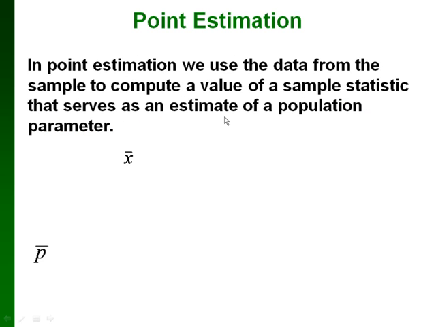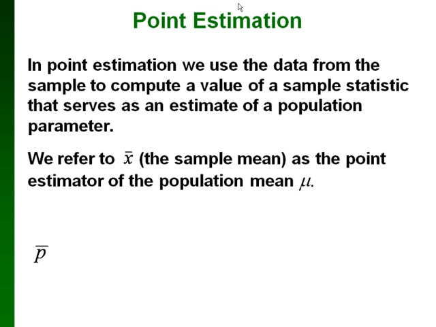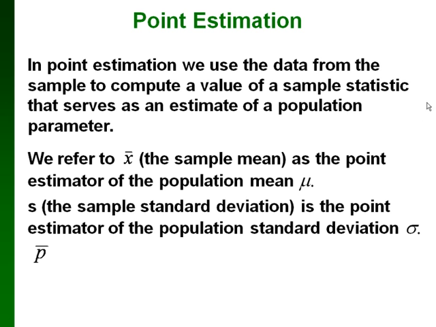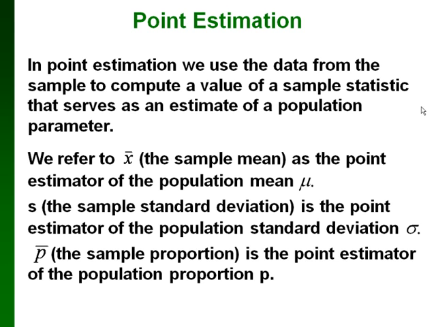Now a little bit more about point estimation. In point estimation, we use results from the sample to find a value for the sample statistic, and that sample statistic serves as an estimate of a population parameter. So here's some important differences in the notation. X bar is the sample mean. That's going to be a point estimator of the population mean, which we use the symbol mu for. S, which is the sample standard deviation, is going to be the point estimator of the population standard deviation, which is sigma. And P bar, which is the sample proportion, is the point estimator for the population proportion P.